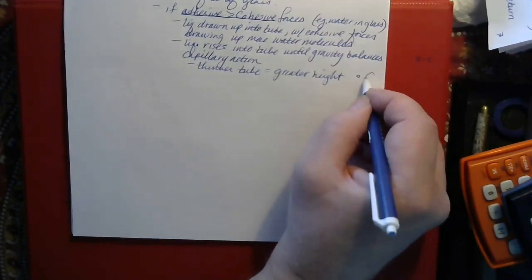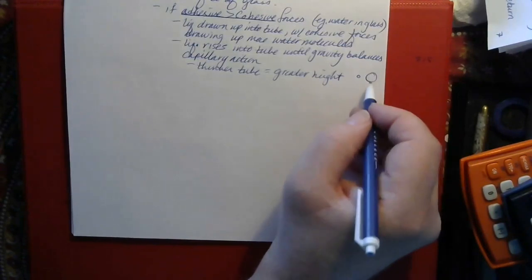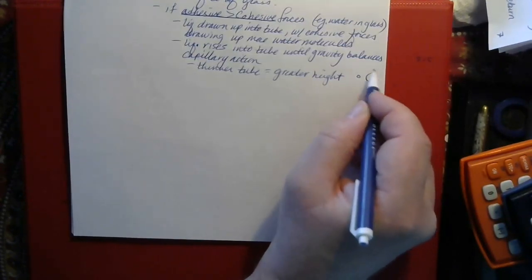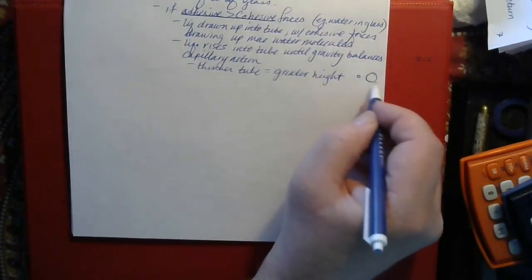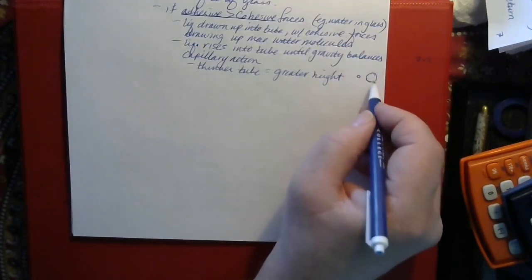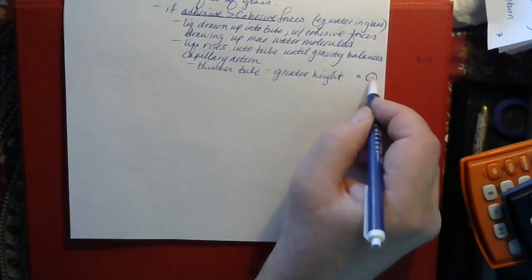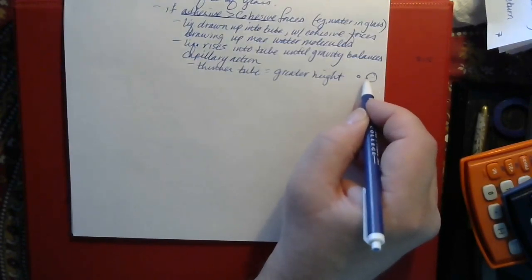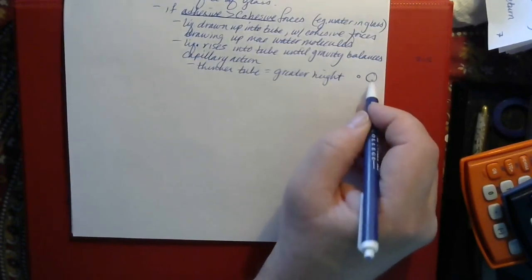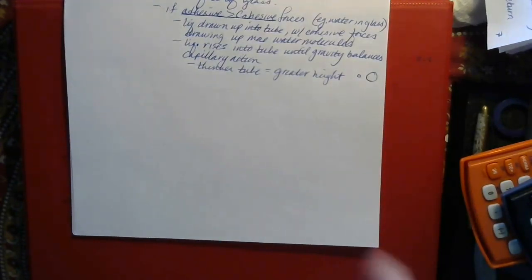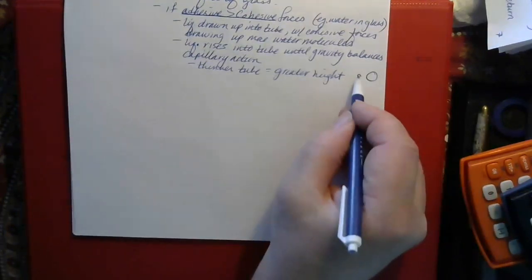If you have a bigger, fatter tube, well, again, the ones around the very outside edge are going to be brought up by adhesive forces. And in the middle here, you've got a big area. You've got a lot of molecules that have to be brought up by cohesive forces. And so it'll still happen, but it'll happen to a much lesser extent than it will in the narrower tube.